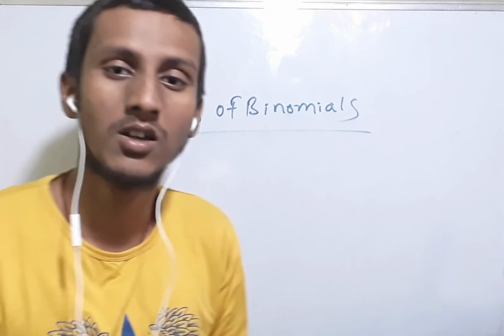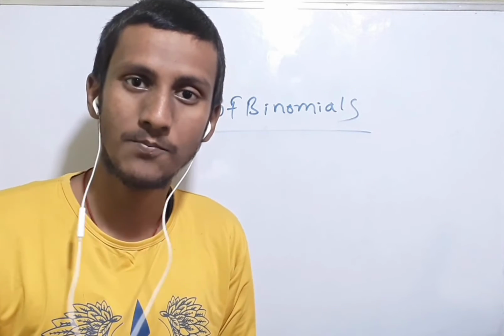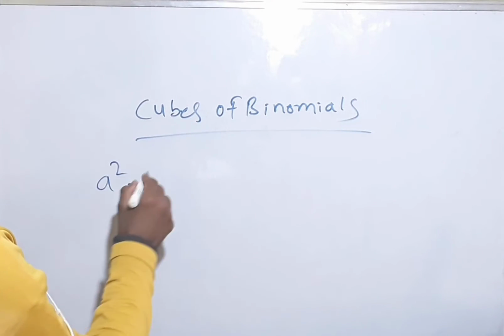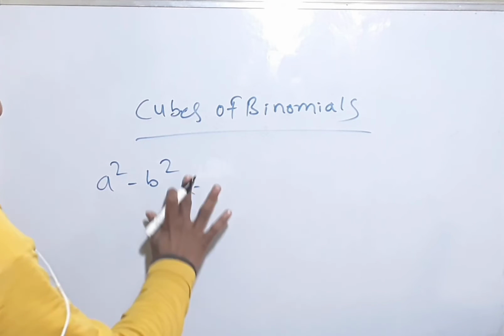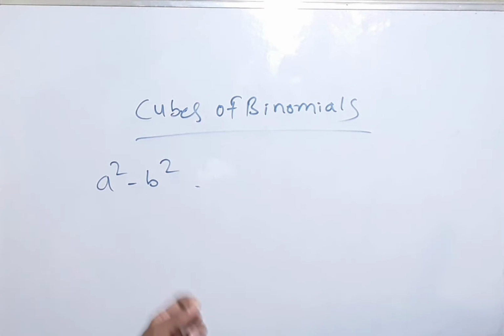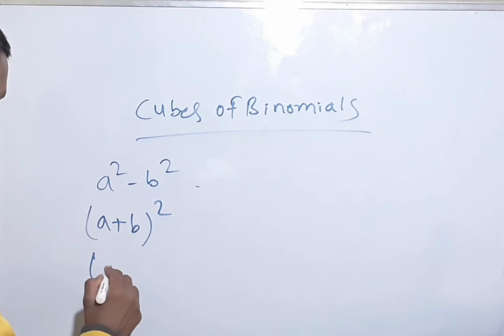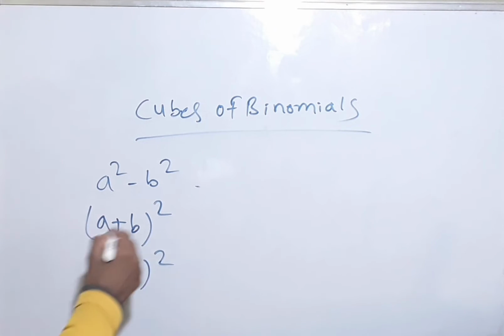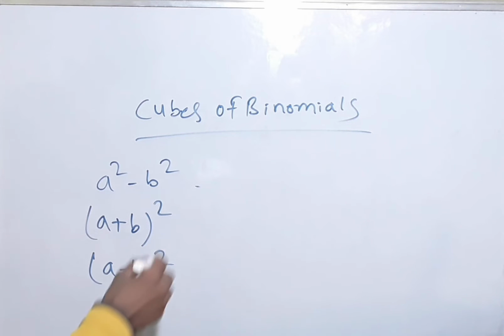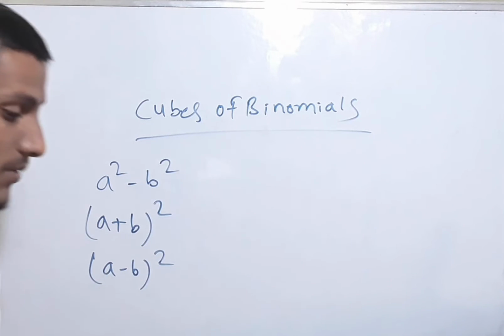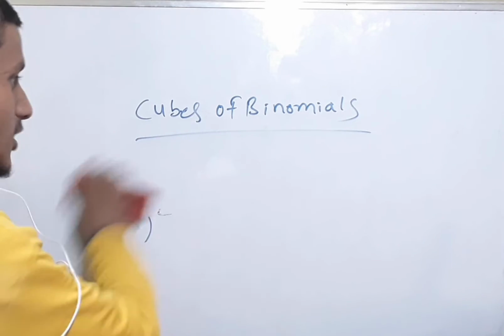So far we have talked about the difference of two squares, meaning the formula a squared minus b squared. If you don't know what this is, you can check out my previous videos, which are given in the description box. We have also talked about the square of binomials, a plus b to the whole square and a minus b to the whole square. These are special products. So we have talked about these three special products and formulas. Today's topic is cubes of binomials.